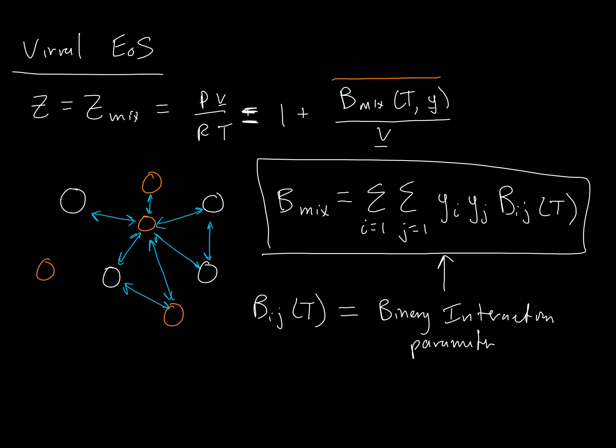And what it does is it quantifies the attractive or repulsive interactions between molecules of type I and molecules of type J. And just for clarity, Bij is equal to Bji, right? It's symmetric. How molecules of type A and B interact is exactly the same as how molecules of type B and A interact.